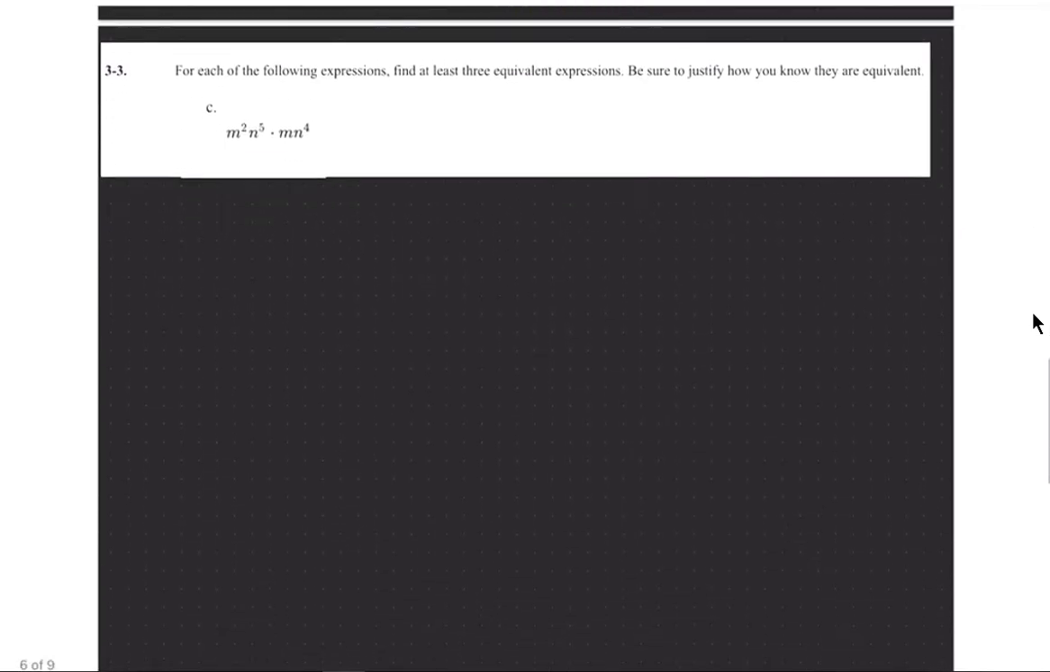And they really just have you going through and making sure that you remember some of your math properties. So on this one, this is the product property. Product is multiplying. So you have m squared n to the 5th times m n to the 4th. If you want to, you can put a 1 there if that makes you warm and fuzzy inside.